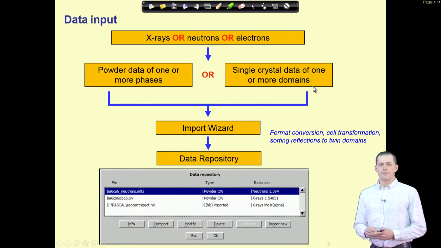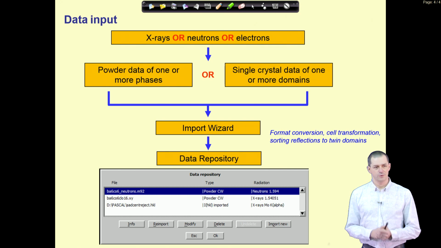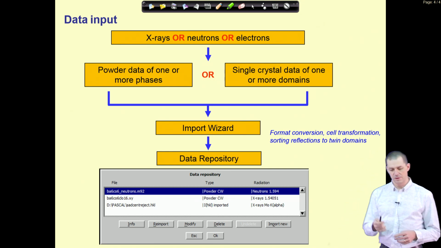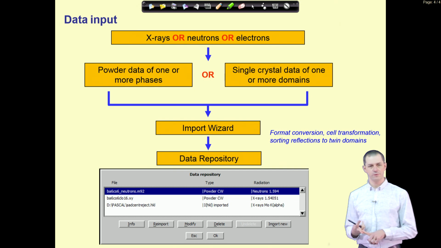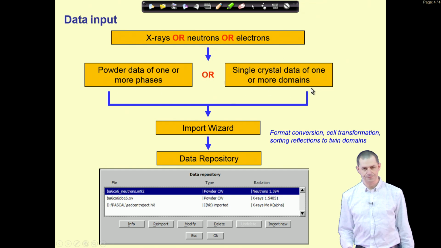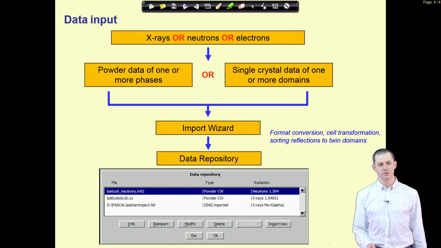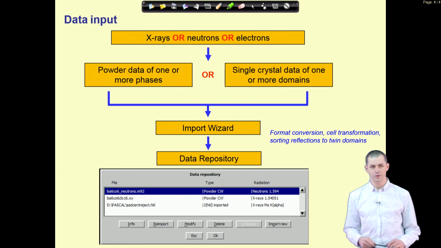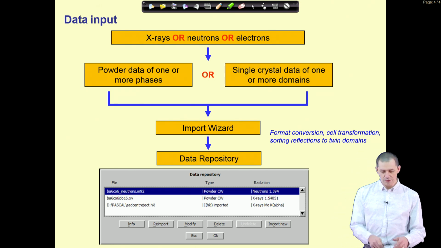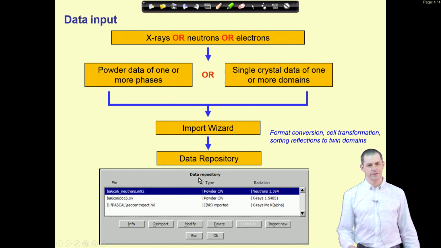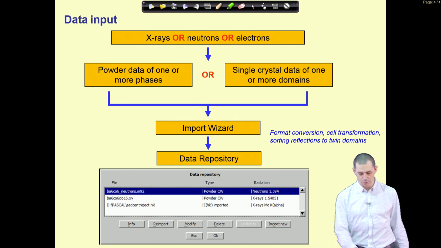So Jana is a program for structure analysis from diffraction data in the widest sense of that word. So it can work with X-ray diffraction data, neutron diffraction data, or electron diffraction data, and it uses powder data or single crystal. And they can actually be combined. So you can also do combined refinement of, for example, powder neutron diffraction data with single crystal electron data or single crystal X-ray data. So you can do combinations of data sets. So whatever data you have, you import them into the program, and then you get a general data repository which contains all the data and allows you to continue with that.